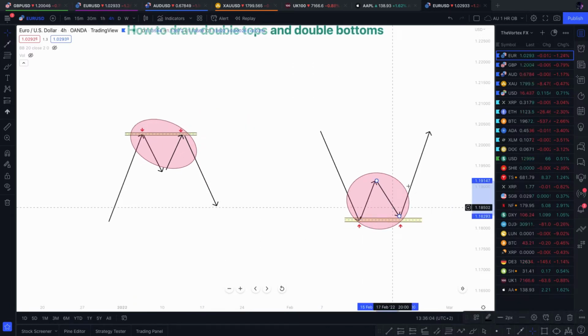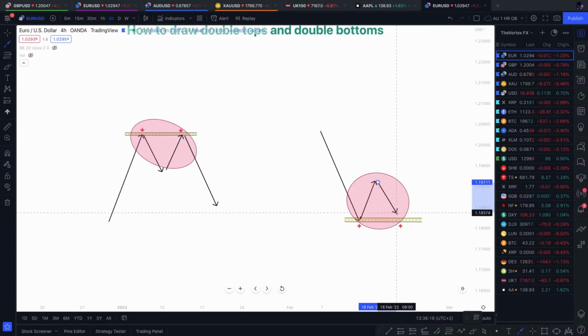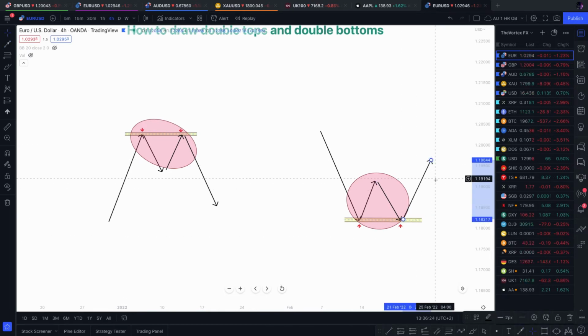Okay, and we can say the same for support, right? If we delete this and this, we can see price has been heading down, right? It touches support, comes back up, and we notice this area. We can say, what if price is going to head back down to support and struggle to break this zone, and then reverse on itself and head back up? That would be a double bottom.